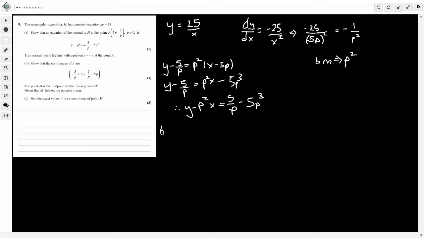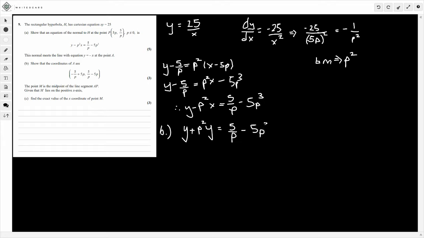So for part B, what we know then is that the equation will become y plus p squared y, and that's equal to this side again. Nothing changes on this side, so that's 5 over p minus 5p cubed.